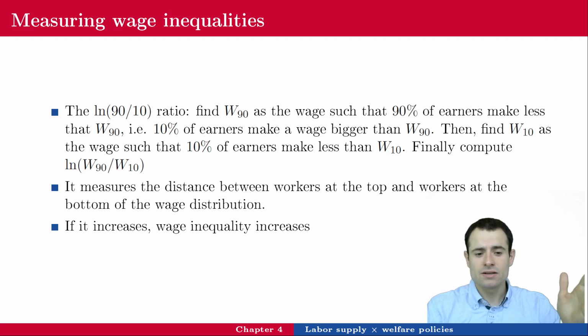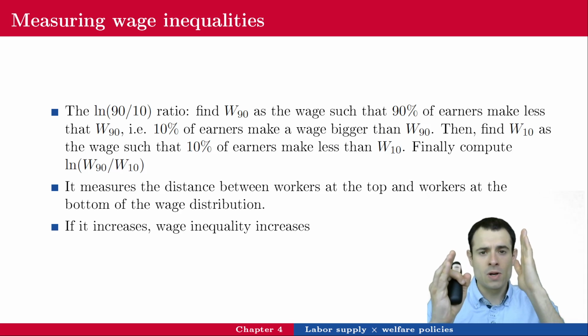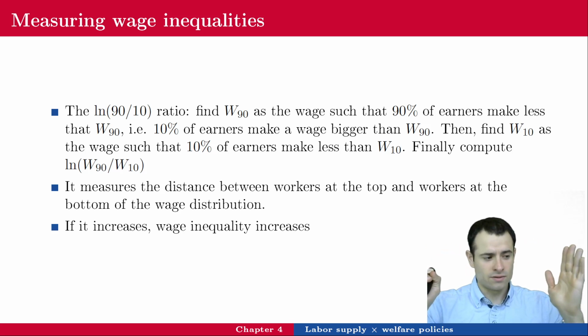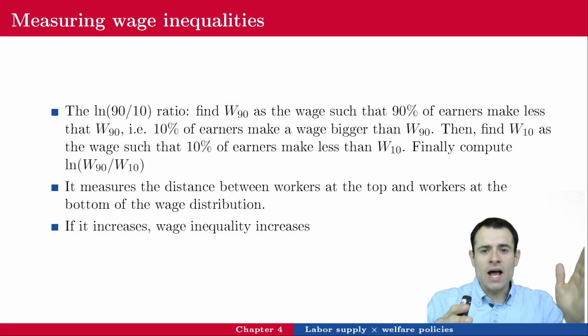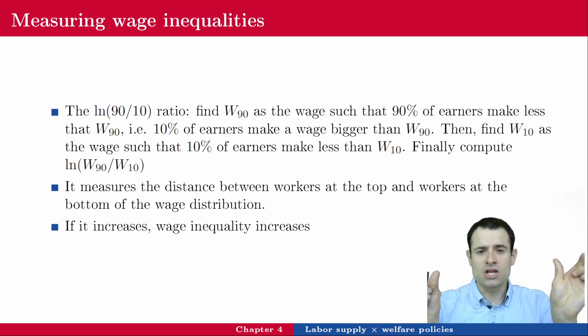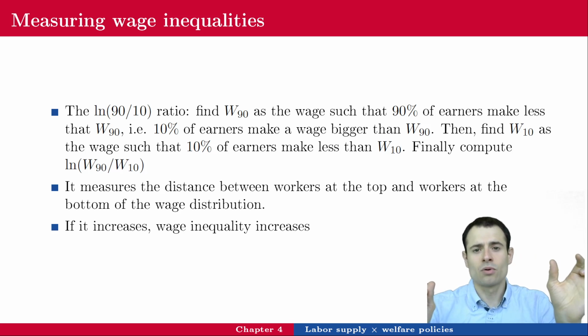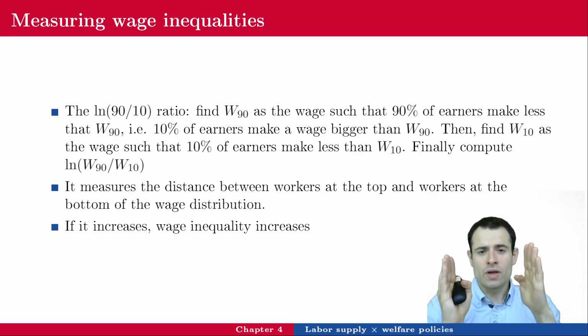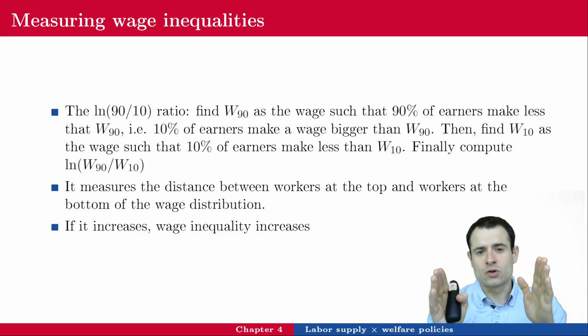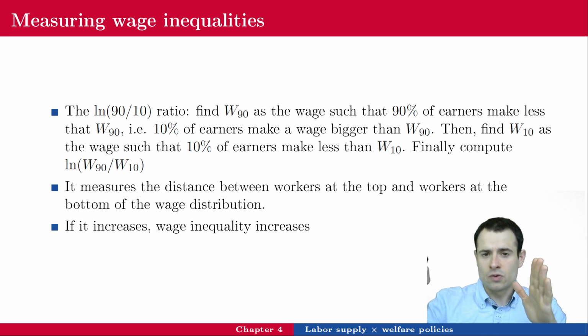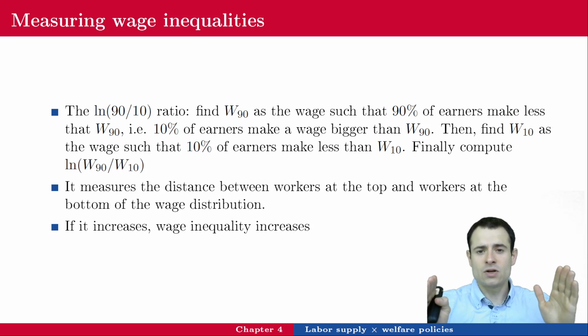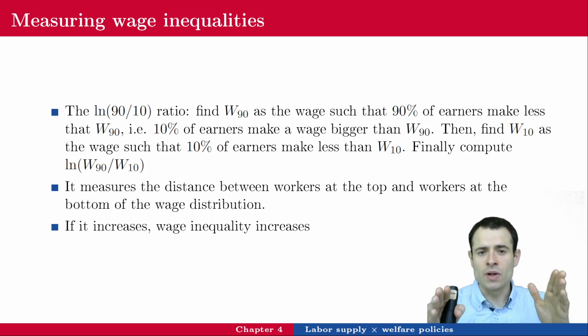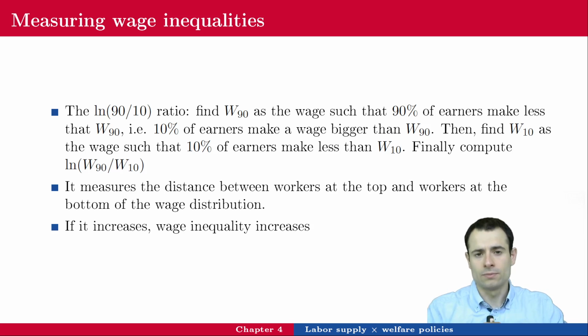If this gap increases, then wage inequality increases. The distance between W10 and W90 widens. Remember that on each side of these wages, we always have 10% of the population. We have the 10% richest and the 10% poorest. In the middle, we have 80% of the population. So if this gap increases, either because W90 increases or because maybe W10 decreases, it means that we have more inequalities, because on either side of these wages, we always have the same amount of people.